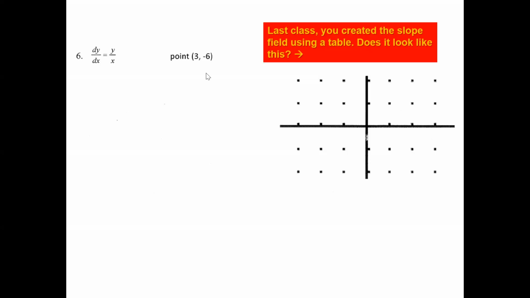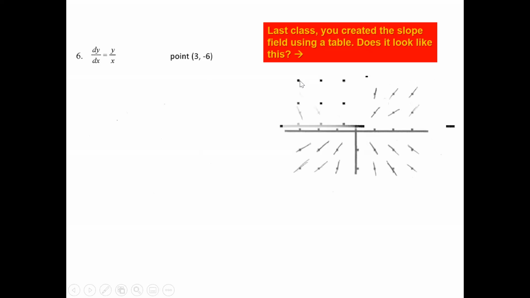Okay, so let's take a look at the last one, which is number 6. Pause the video and create your slope field. Your slope field should look something like this. And as I'm looking at it, it looks like it's just a linear line going in different directions from the center, the origin.